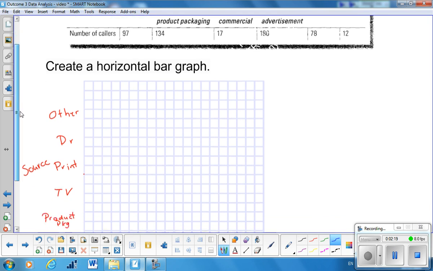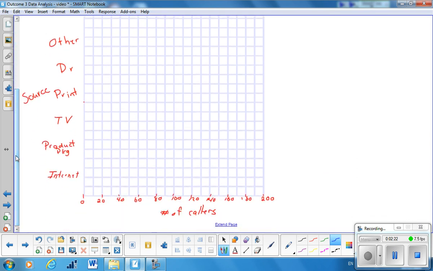So you can see that because we're doing a horizontal bar graph, I've divided the horizontal axis into numbers for the number of callers, and I put my different sources along the vertical axis. I should also have a title of my graph, so how callers found out about the call center.